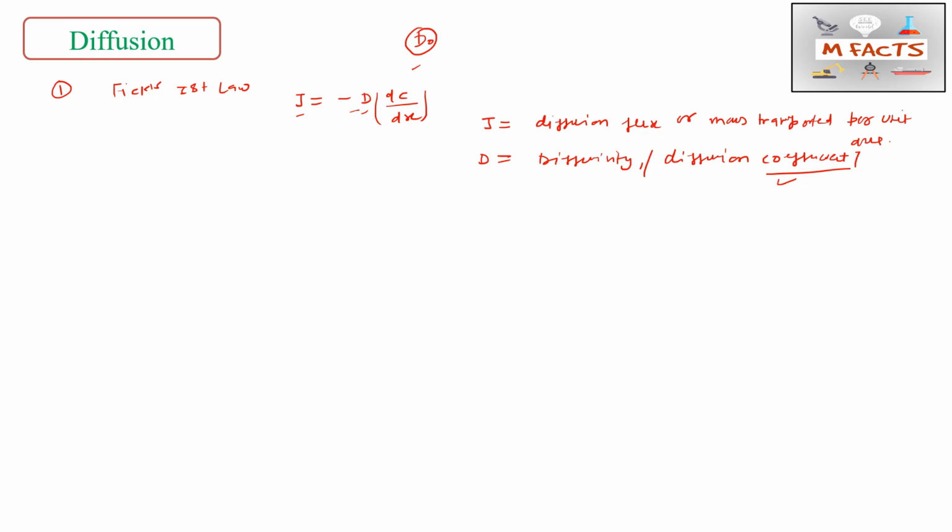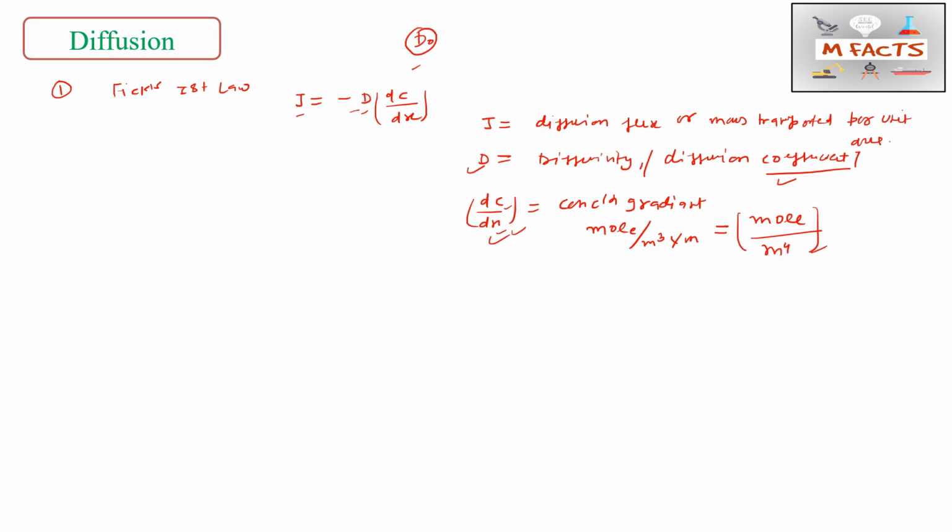Okay, so here dC by dx, what is this dC by dx? dC by dx is basically the concentration gradient. So what is the unit of this concentration gradient dC by dx? This dC is mole per meter cube or centimeter cube, and this dx is meter. So the whole dC by dx has unit mole per meter to the power 4.